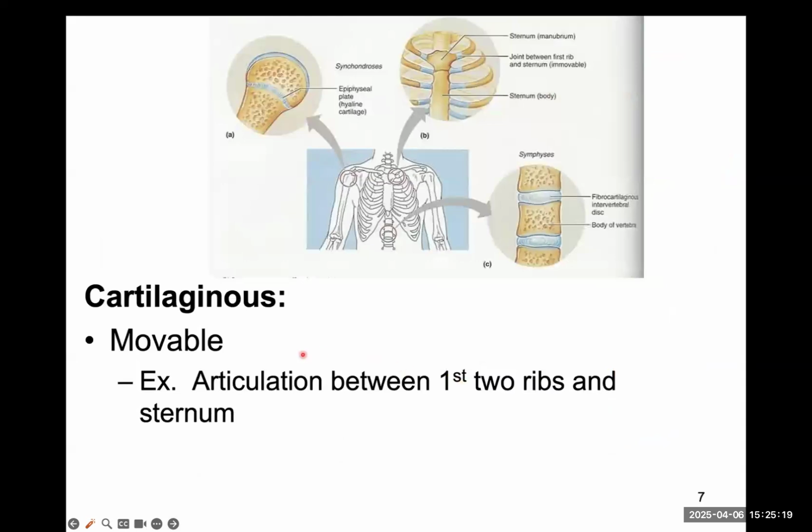Next one is going to be cartilaginous, and obviously all of these are going to have cartilage found between two bones, and the movable ones are going to be found in places between your ribs. You're able to take deep breaths because your ribs are connected to the sternum using cartilage. Right here, you can see that, and also your sternum. So that allows for a lot of movement in the thoracic cavity.